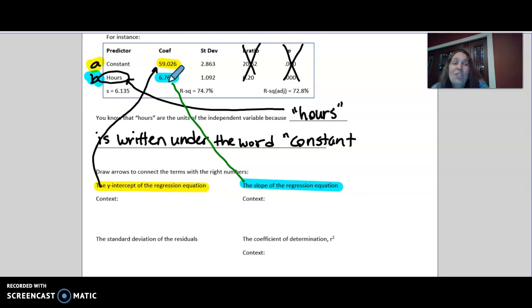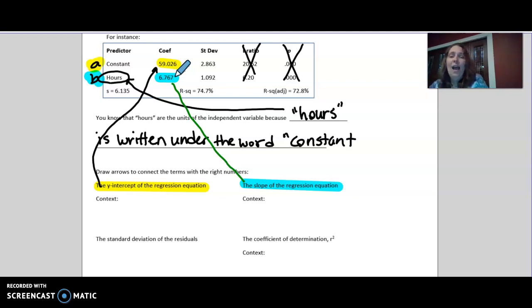So from this information, even if you didn't have the raw data, you could still make your equation. Y hat equals A, 59.026, plus B, 6.767 times X. All right, next is up to context.